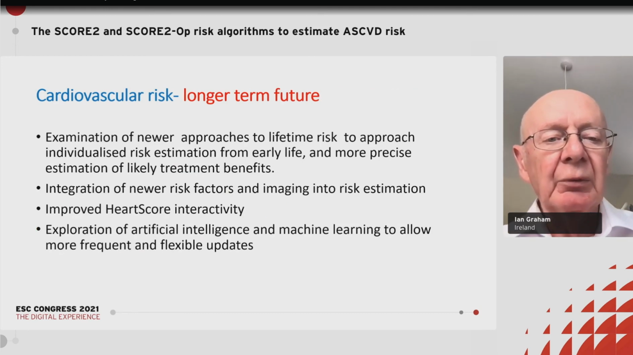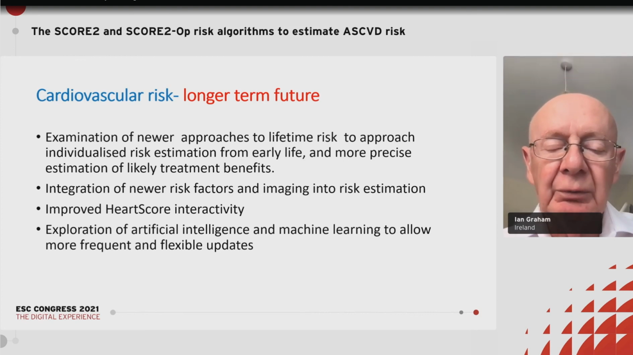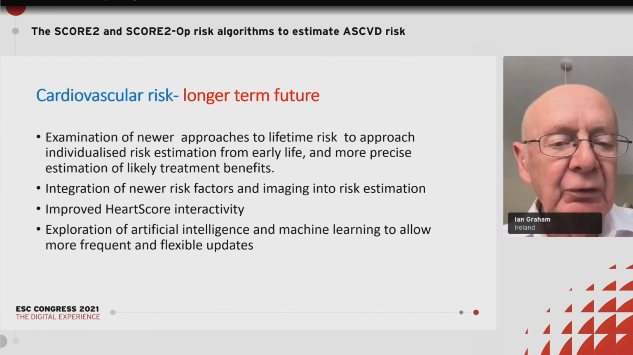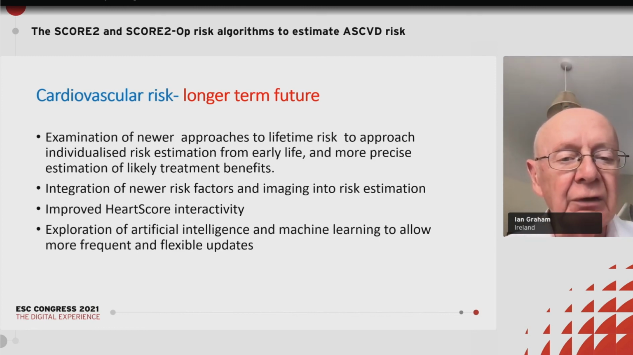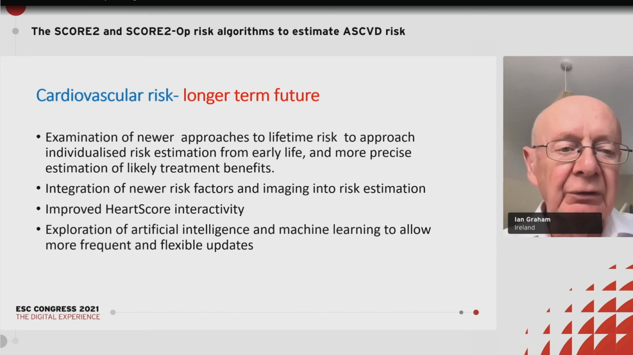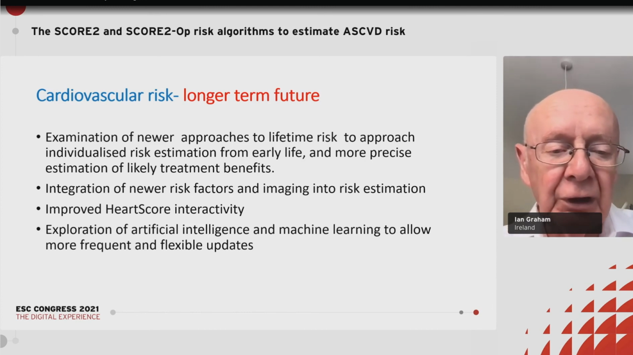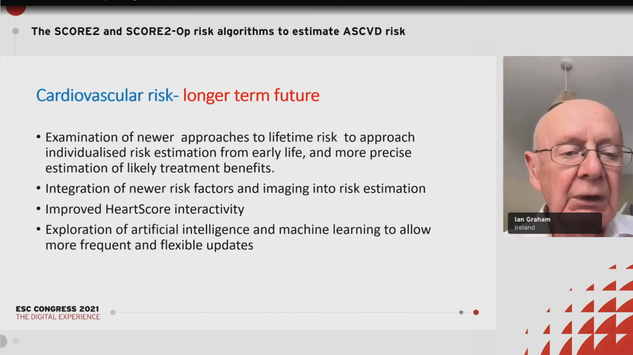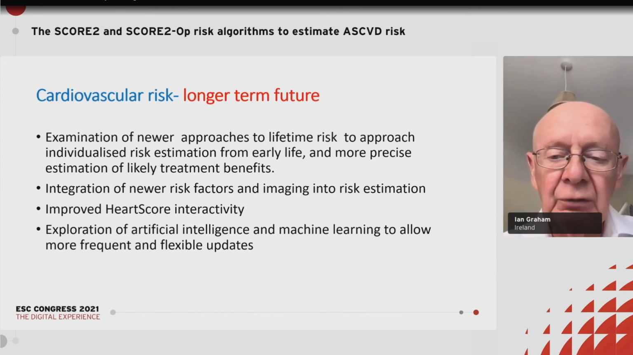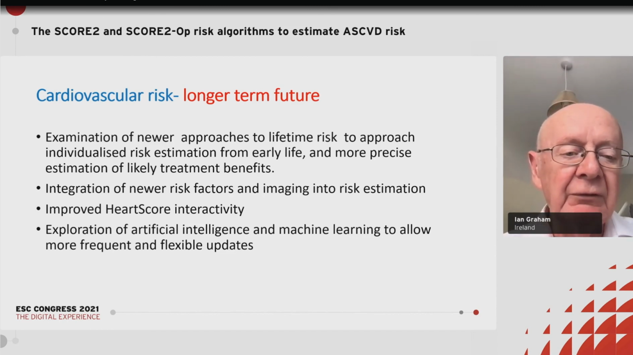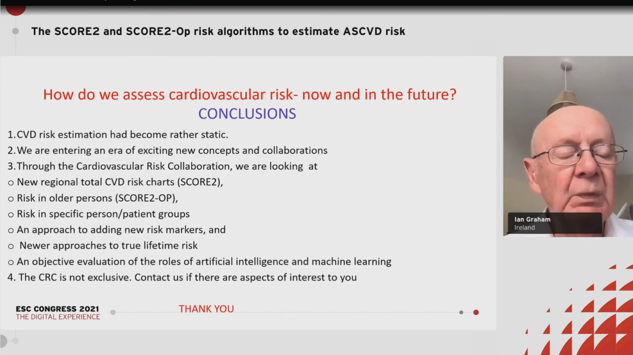In the longer term, we are looking at newer approaches to lifetime risk with Brian Ferencz and others. For example, will developments in Mendelian randomization really bring us substantial advantages over what we can already do? So that's something that's of great interest to us at the moment. We have to integrate better newer risk factors and imaging. We need to improve the interactivity of HeartScore, the electronic version of SCORE2. And we need to also explore further artificial intelligence and machine learning to try and look objectively at how these can allow, for example, more flexible and frequent updates to risk estimation.